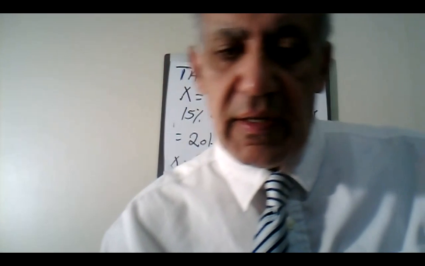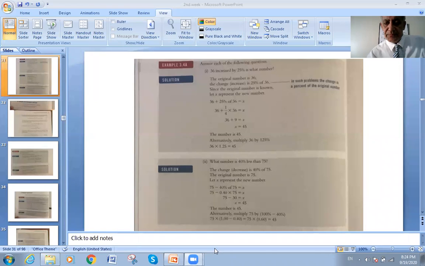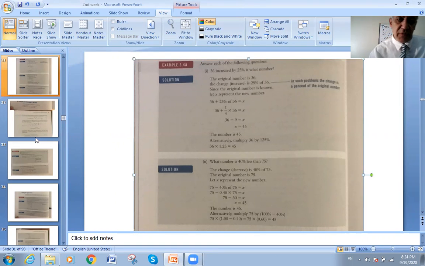Now we will move into the next, let me share the screen. Example. Like you see here on the slide of page 31, we have here an example.